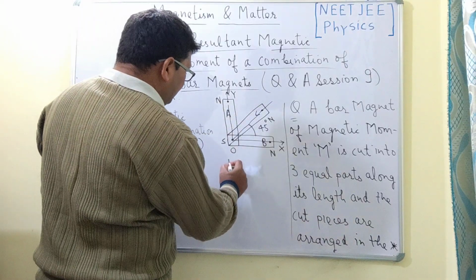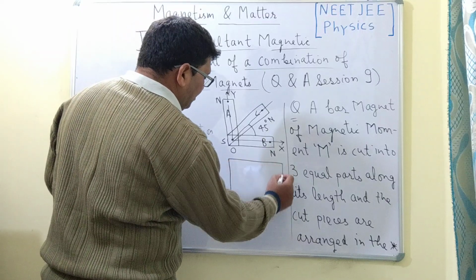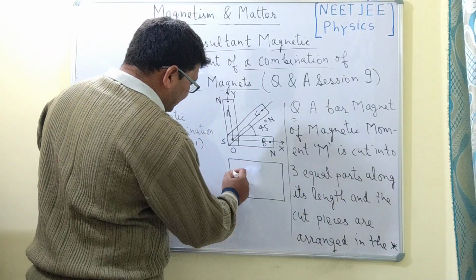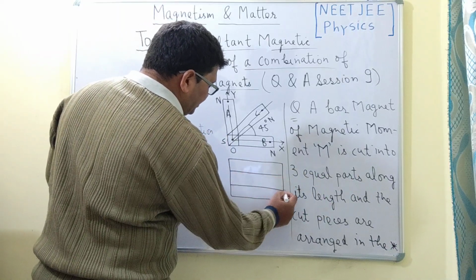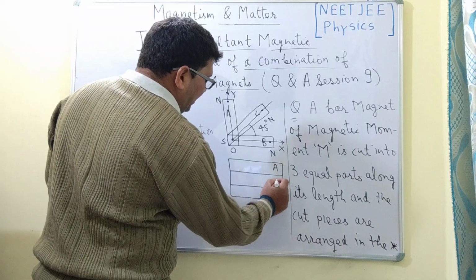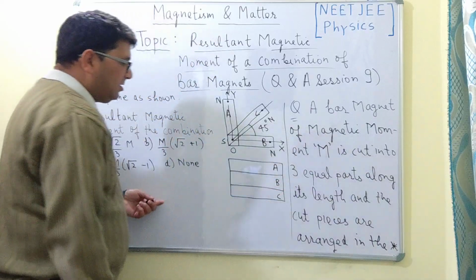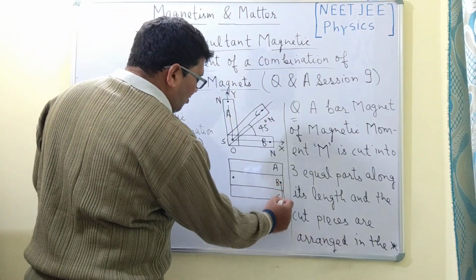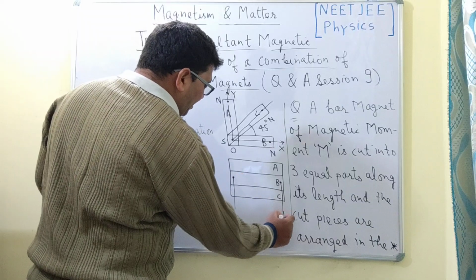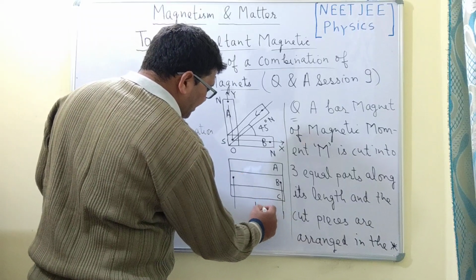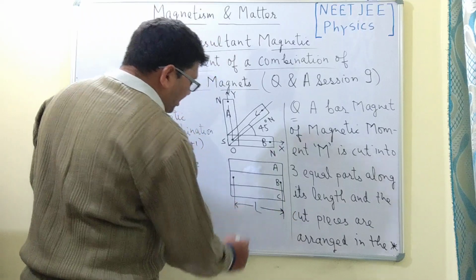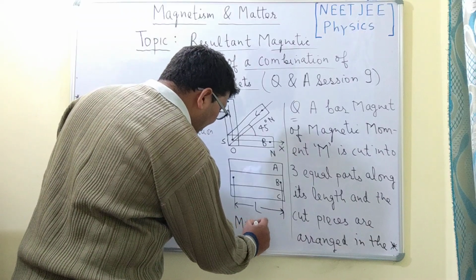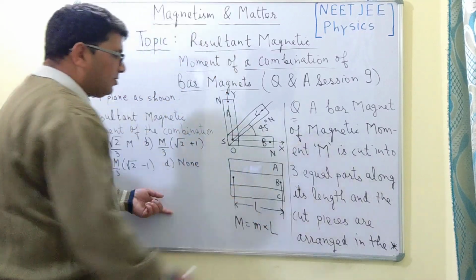Now let us consider that this is the original bar magnet which was cut into 3 equal parts along its length, like this. One part, this is the second one. Let us say this is the bar magnet A, this is the bar magnet B, and this is the bar magnet C. Now let us consider that the magnetic length of the original bar magnet is capital L, and the pole strength is small m. So the magnetic moment M will be equal to m into L. This is the magnetic moment of the original bar magnet.